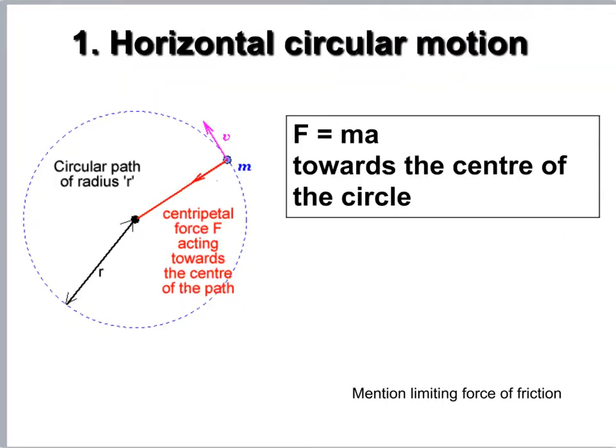So the first type of question we're going to look at is horizontal circular motion problems. With horizontal circular motion problems, all you need to remember is that you need to calculate the force, which you can find using F equals ma towards the centre of the circle.